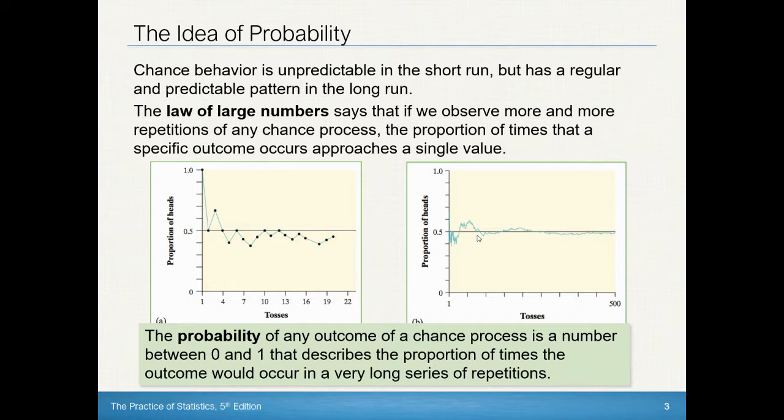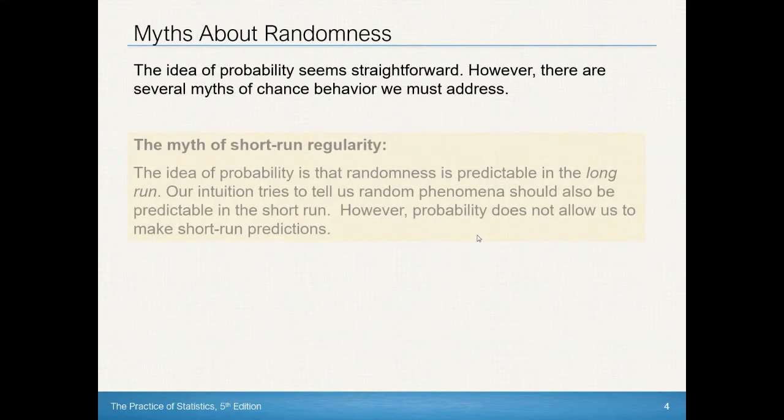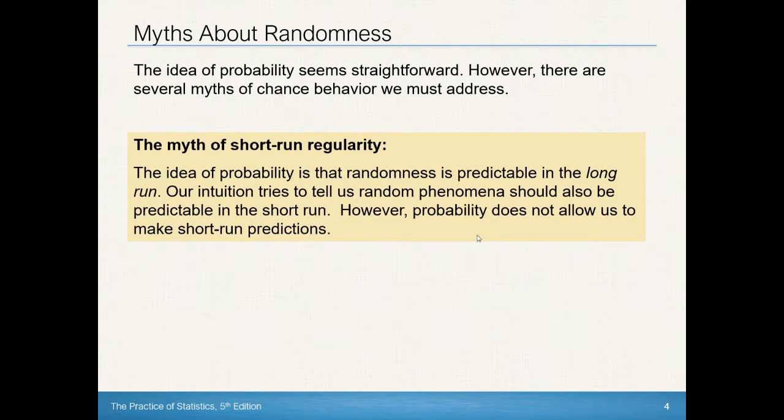Okay, it is important to note that probability is between 0 and 1. Any probability will have to be between 0 and 1. All right, so the idea of probability seems straightforward. However, there are several myths of chance behavior that we must address.